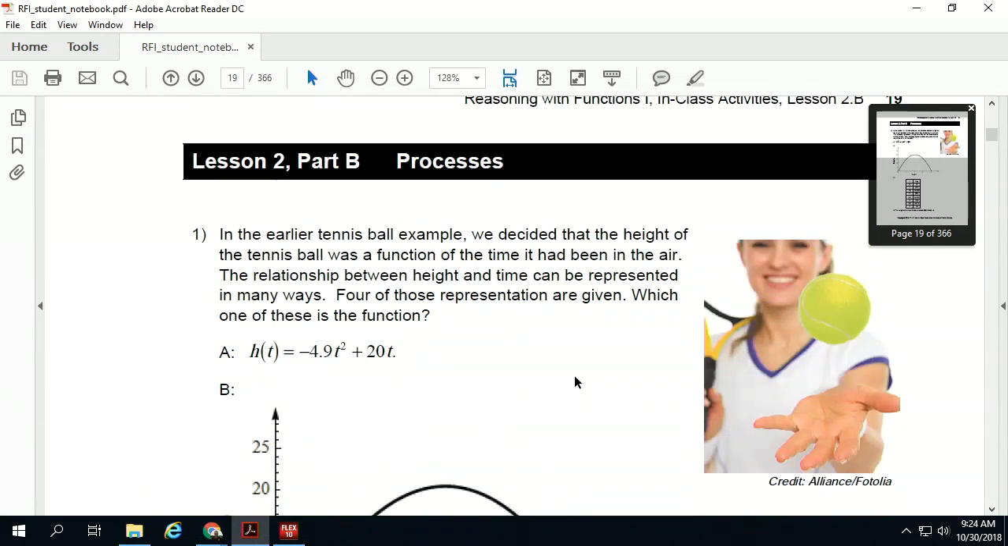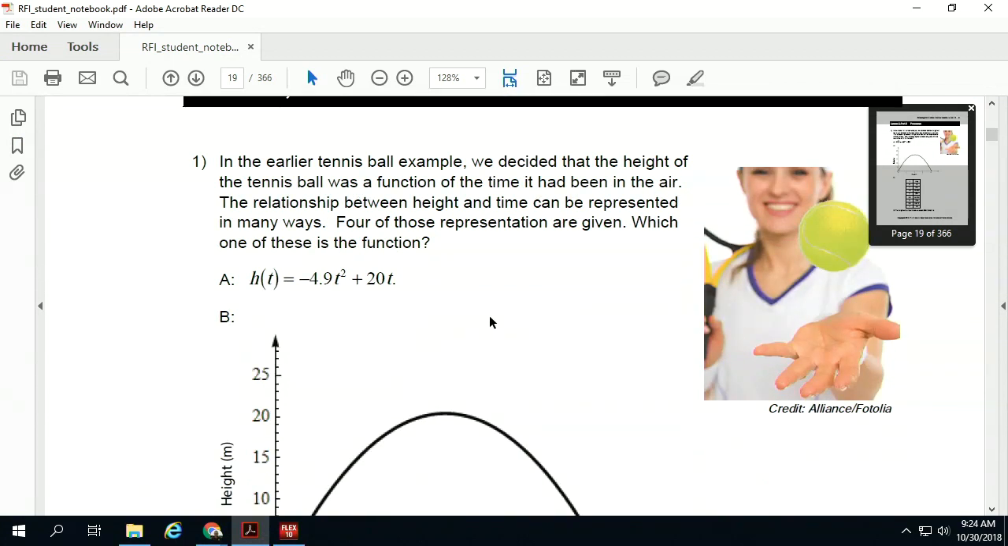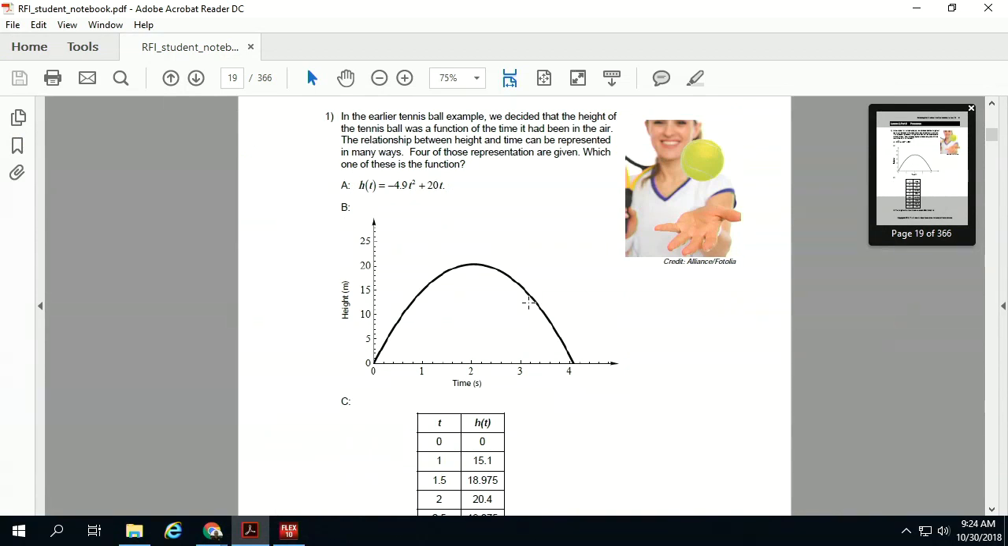Processes. So what they want you to think about in lesson 2B is the idea of input and output. So I'm going to put a number into the machine, and it's going to do a process on that number, and it's going to give me an output. So we go back here to these choices for representations of a function. Let's put them down in our notes. There are 4 function representations.